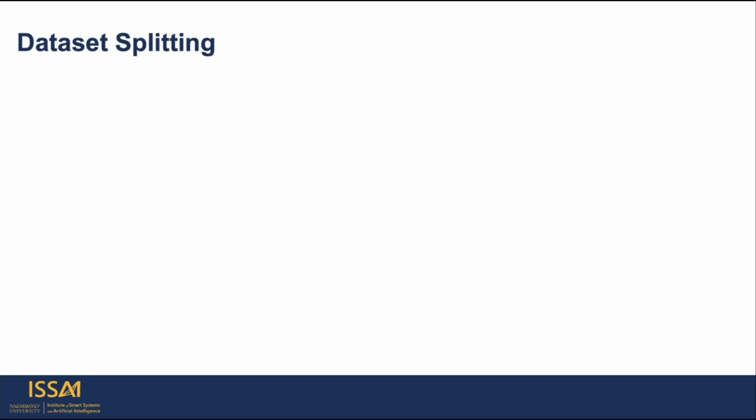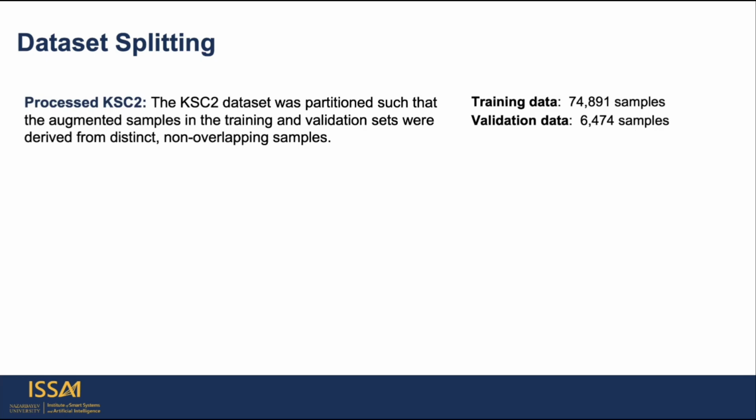Dataset splitting is a crucial step in the development of models. It involves partitioning the available data into subsets to facilitate training, validation, and testing, as we said before. In this section, we will explore specific details of dataset partitioning of processed Kazakh Speech Corpus 2, synthetic TTS, and Kazakh Speech Command dataset. The synthetic TTS and processed Kazakh Speech Corpus 2 datasets were split into training and validation sets. The processed Kazakh Speech Corpus 2 dataset was partitioned in a manner that ensured augmented samples in the training and validation set were derived from distinct, non-overlapping samples.